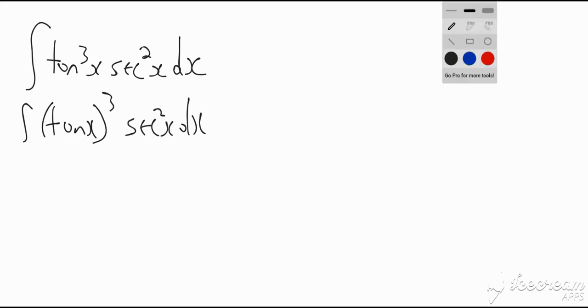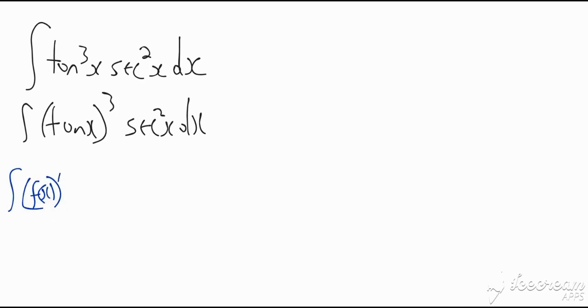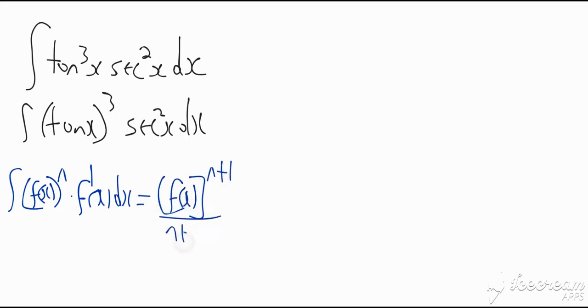Now, once again, let us go ahead and recall the form of integration that we use in integration by recognition. So we know that the integral of f of x to the n times f prime of x dx is equal to f of x raised to the n plus 1 over n plus 1 plus your constant of integration.